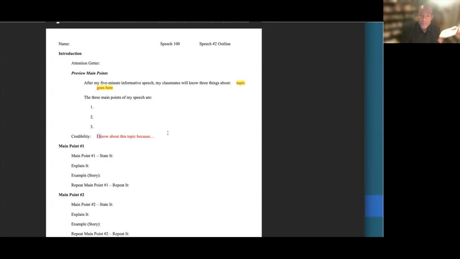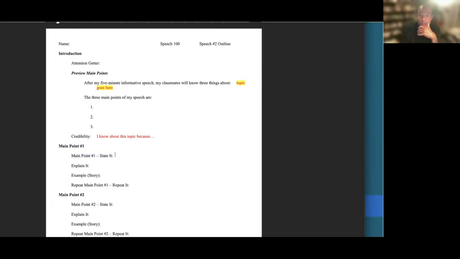Credibility, I know about this topic because. Write that, and then complete the sentence. Okay, I have it in this version I'm showing you right now in red. When you look at the document, it's not there. So you need to remember to do that. And then in main point 1, nothing goes next to that. It's just a section. Main point 1, state it.